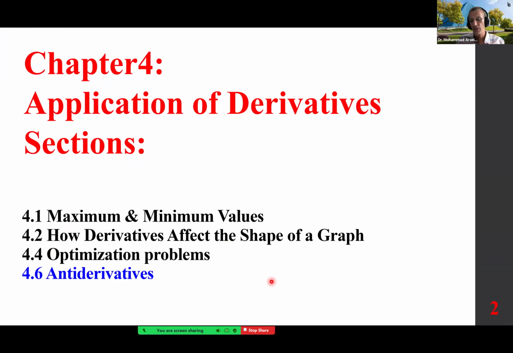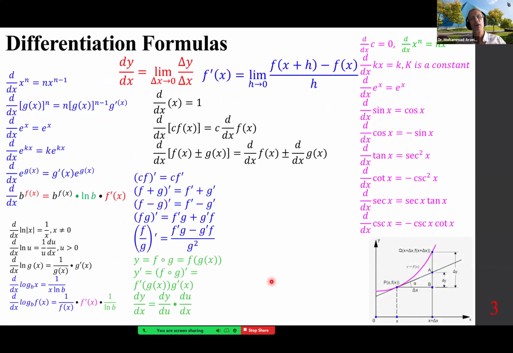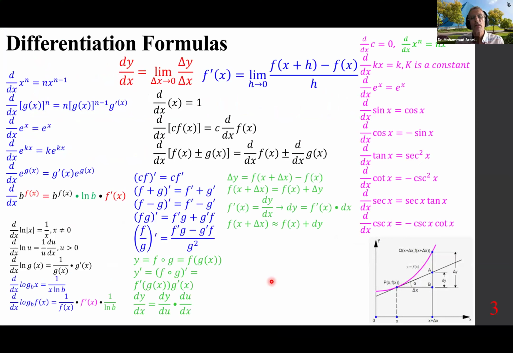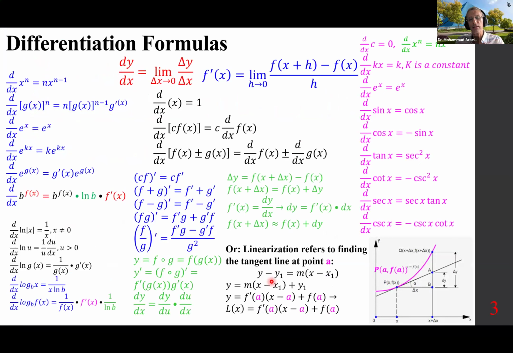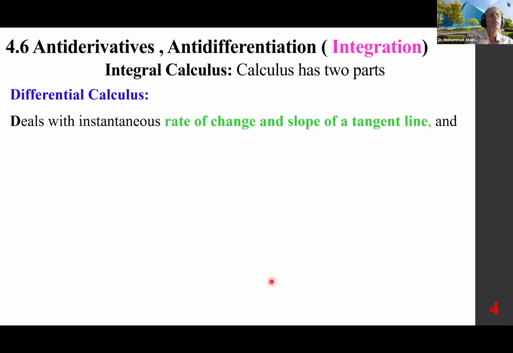4.6, Antiderivatives. So again, as usual, a lot of formulas when it comes to differentiation. We should be comfortable with all of them, especially now for the reverse process. Delta y and dy are explained here, and then linearization, simply put, finding the tangent line. Now, section 4.6, antiderivatives. When we say anti-differentiation or integration, it means the same thing.